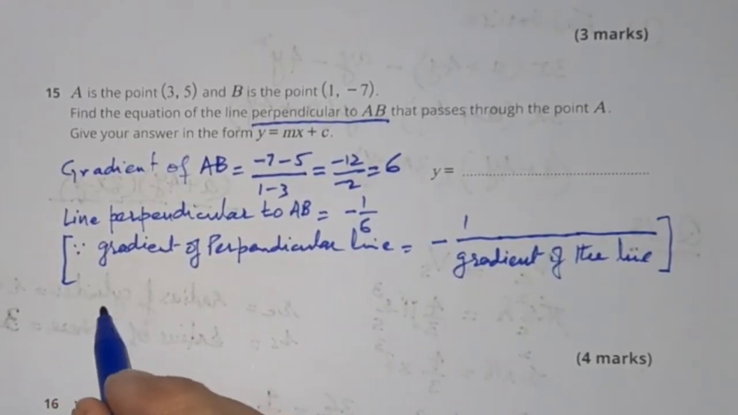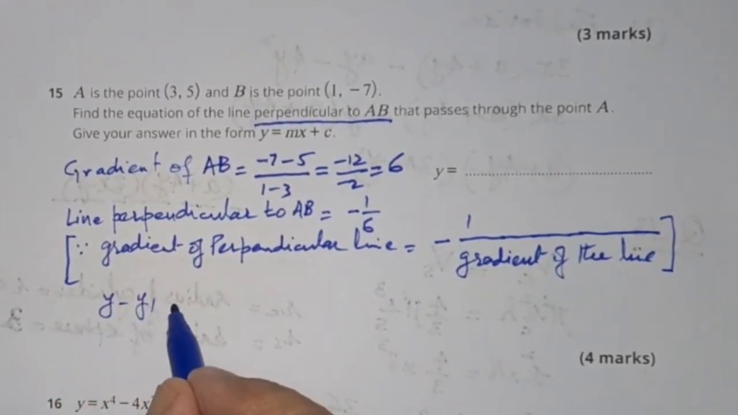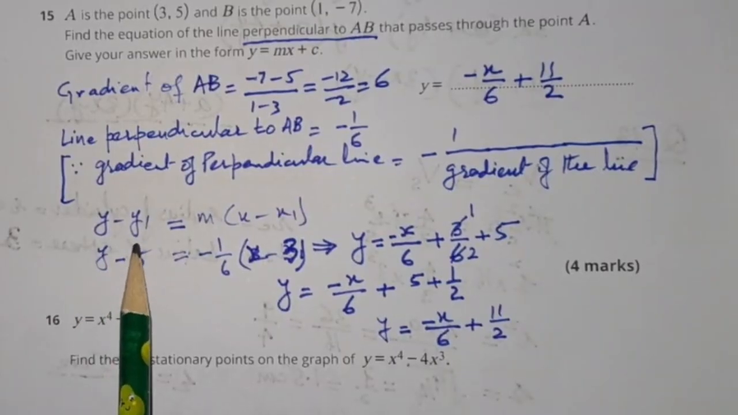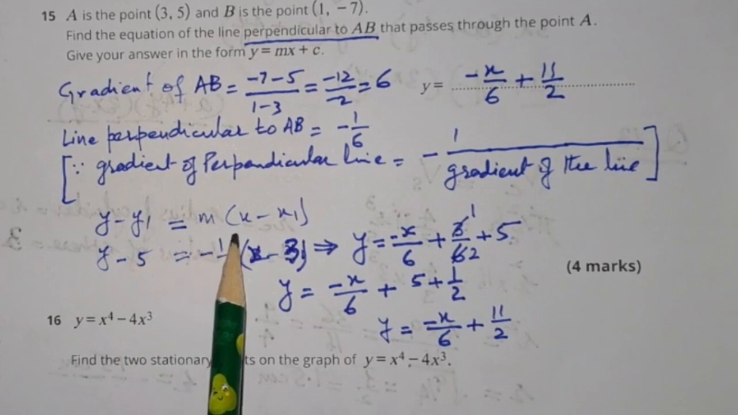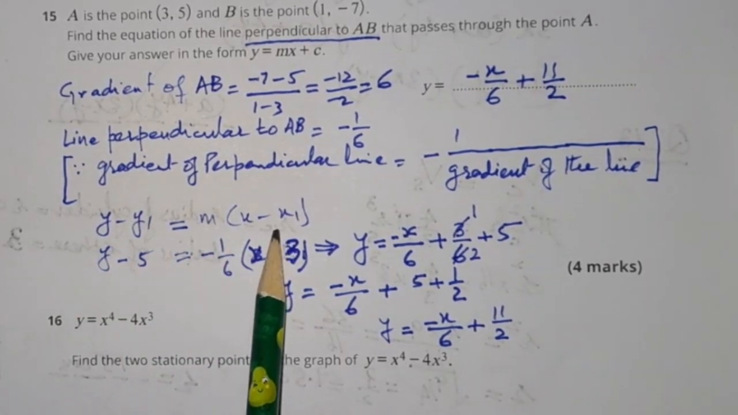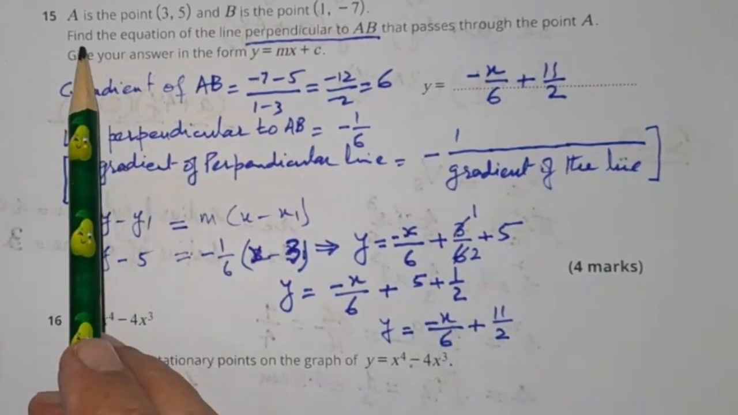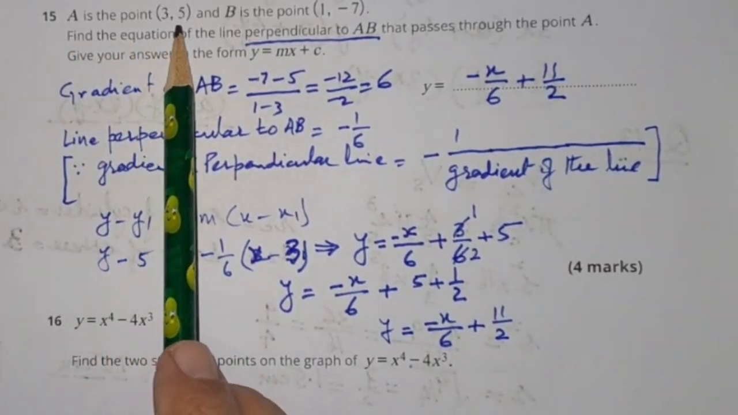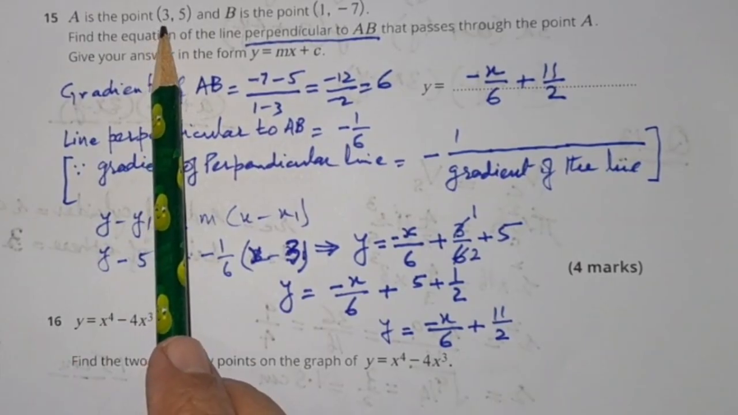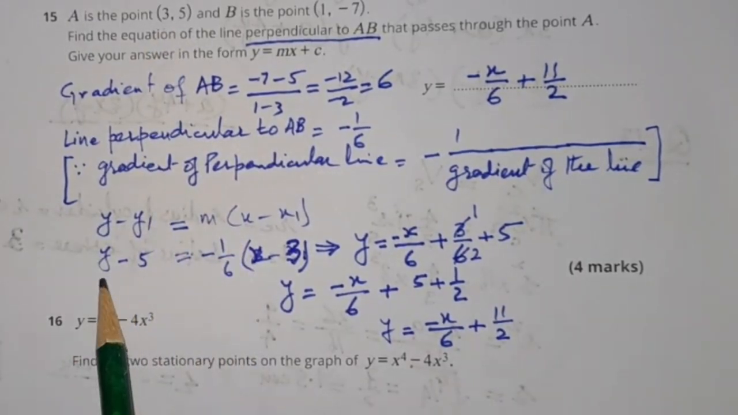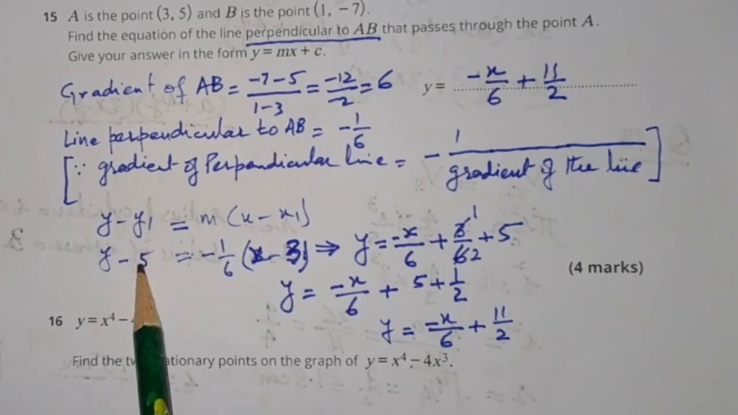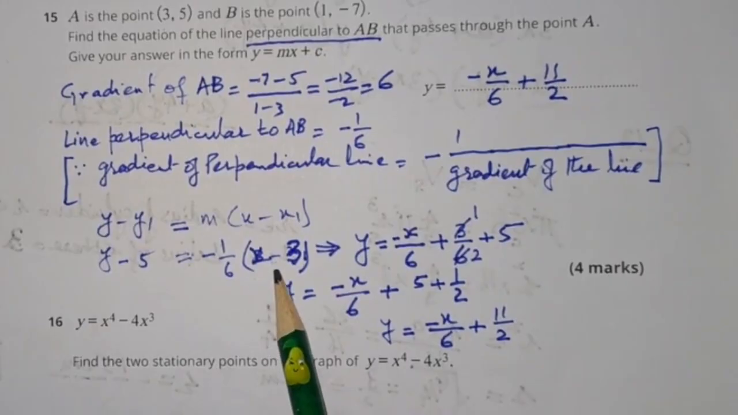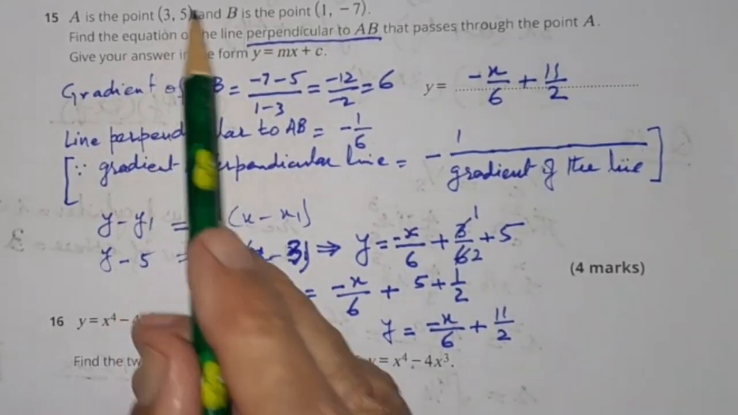The formula for the equation is y minus y1 is equal to m times x minus x1, and y1 and x1 are for point A, 3 and 5. So I am going to take y1 as 5 and x1 as 3. So I put in the values. y minus 5, y1, is equal to minus 1 over 6 from here, and x minus 3, x1.